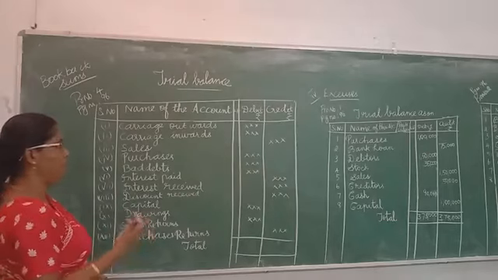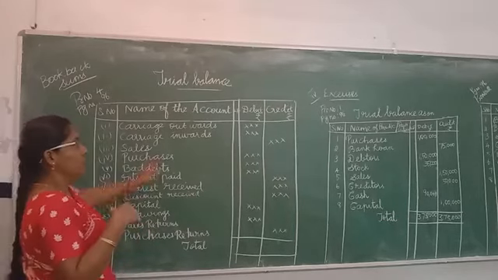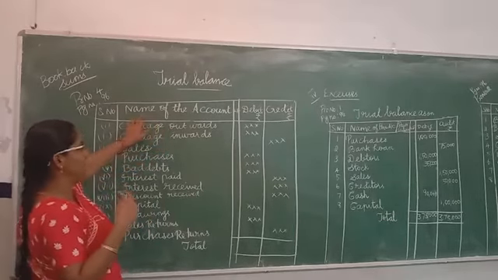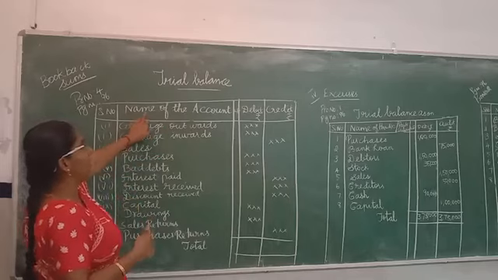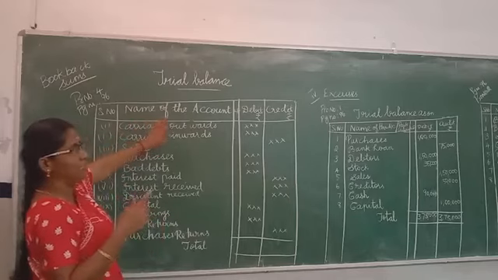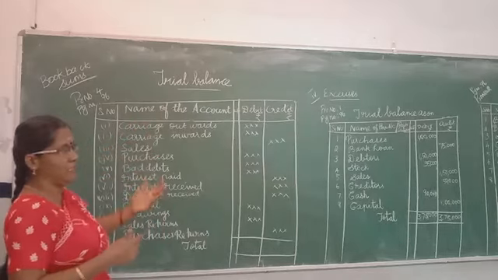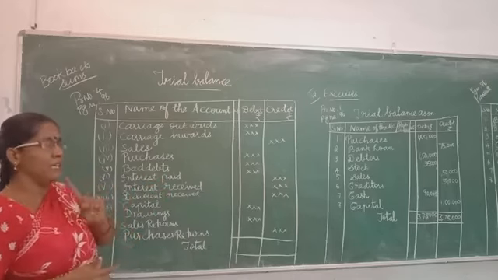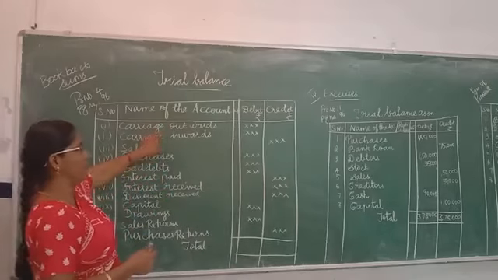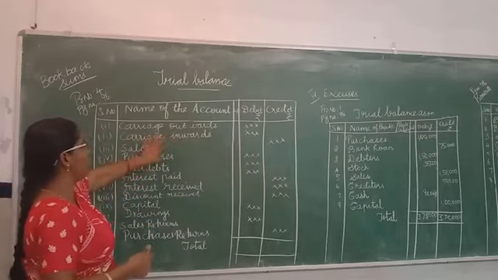Now let us move on to problem number 4. Carry the names of the accounts which they have given. Find out the name of the accounts, whether it is a debit balance or credit balance. Yesterday we already saw illustration number 1. In the same way we are going to do this problem also.